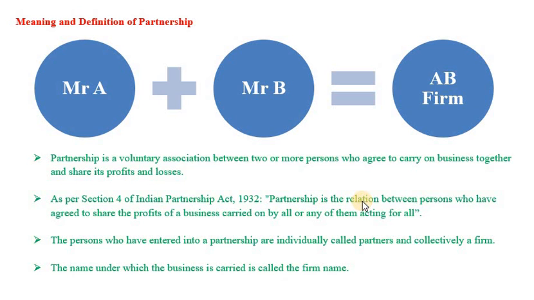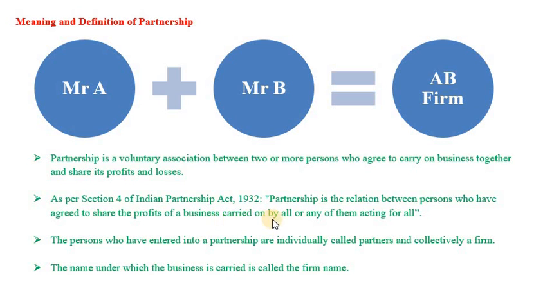What is it defining partnership as? Partnership is a relationship between persons. It's nothing but a relationship between Mr. A and Mr. B, between persons who have agreed to share profits of the business carried on by all or any of them acting for all. It's a relationship between Mr. A and Mr. B who have agreed to form this partnership firm, AB firm, and the intention of this partnership firm is to carry on business, and with that intention it should be able to share the profits of the business carried on by all or any of them acting for all.